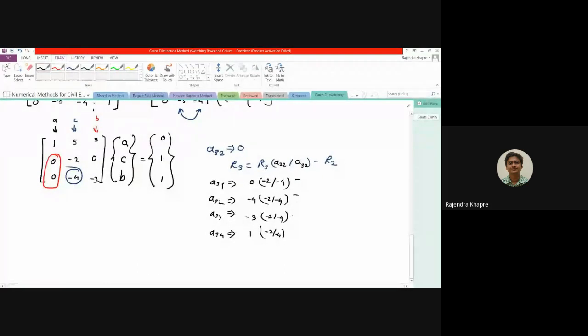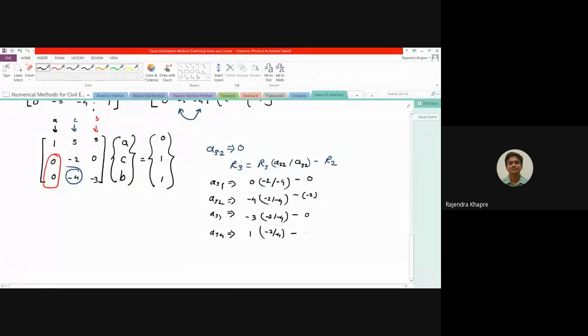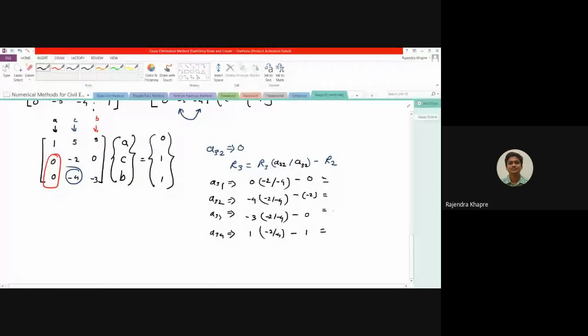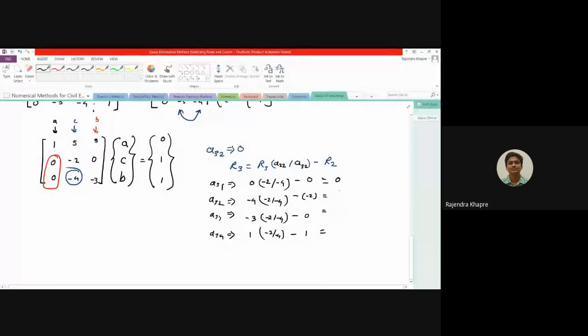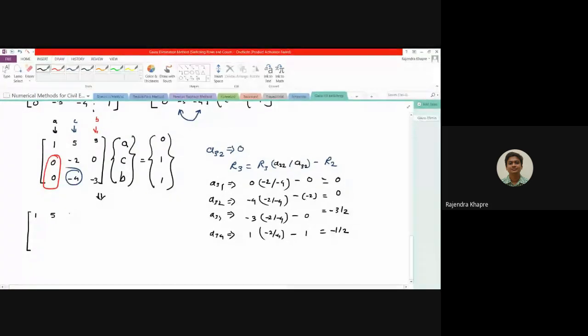Minus, we have the second row. The second row is 0, minus 2, 0, and here we have 1. So now can anybody give me the final value of row 3? 0, 0, minus 3 by 2 and minus 1 by 2. Okay, someone please cross check.